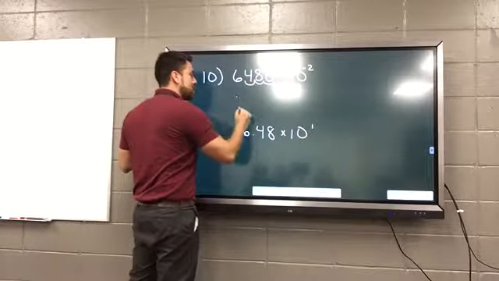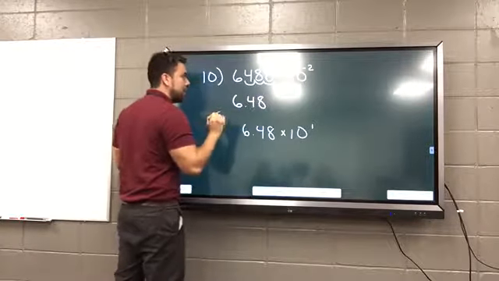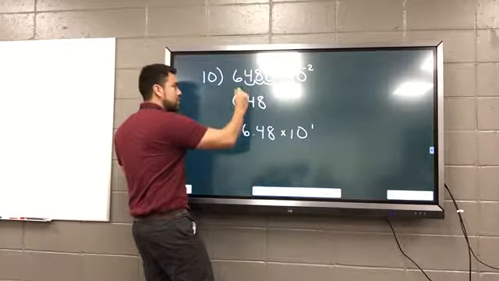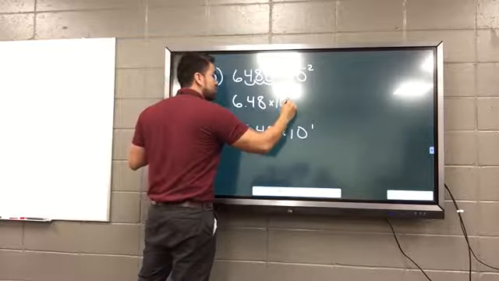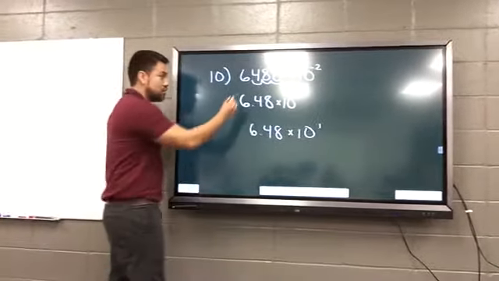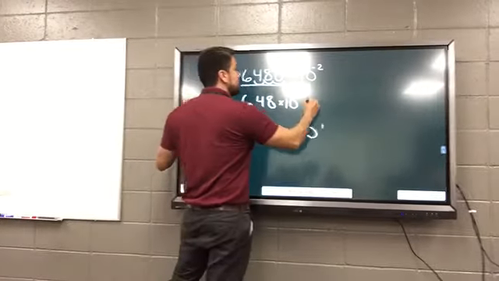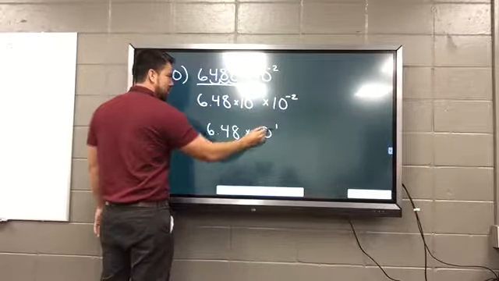Big. It was big. So I know I have to change it to 6.48. I think all of us are good with that. If I change just this number right here, wouldn't it be 6.48 times 10 to the 3rd? Wouldn't that turn into that? And then I have times 10 to the negative 2nd. So what's 3 plus negative 2?